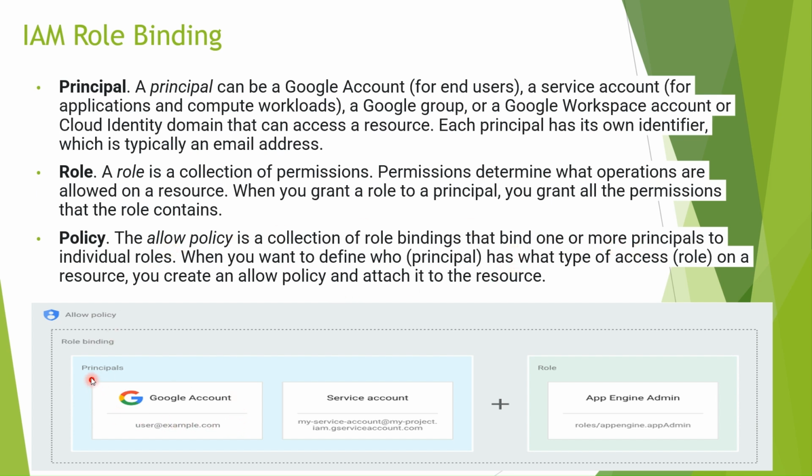Suppose this is our allow policy, and we have two principals. One is a Google account, and the second is a service account. This can be a user at example.com, and this is our service account. We are assigning the App Engine admin role to both of these. So this is a role binding, in which we are attaching this specific role to our two principals, and this whole thing is called an allow policy, or we can say IAM policy.